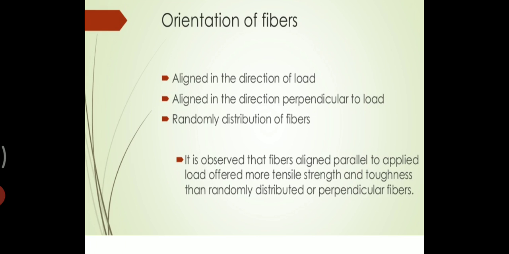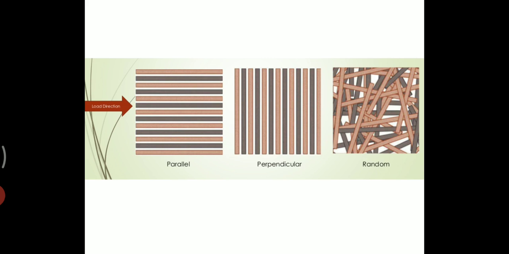So that is nothing but orientation of fibers. Sometimes it is aligned in the direction of load, sometimes it is aligned perpendicular to the load, then sometimes it is distributed randomly into the concrete members. It is observed that fibers aligned parallel to applied load offered more tensile strength and toughness than randomly distributed or perpendicular fibers. You see that this is some kind of arrangement of fibers.